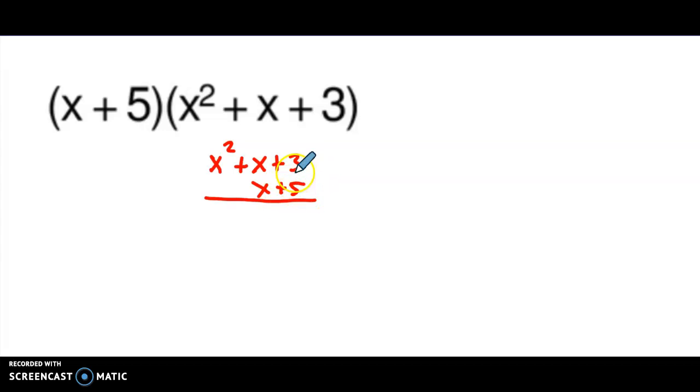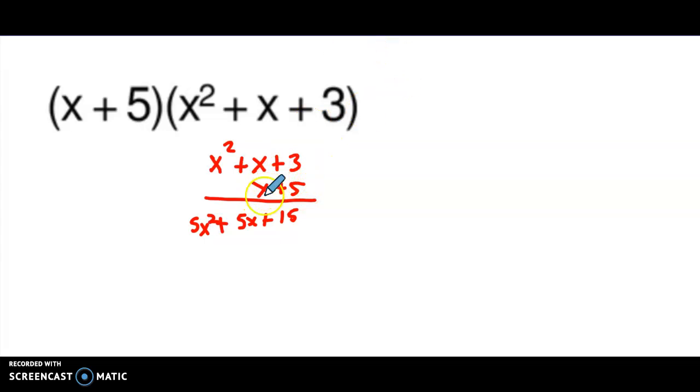I'm going to start with a 5. 5 times 3 is 15. So I'm taking the 5 with everything on the top. 5 times x is 5x. And 5 times x squared is 5x squared. So I finished with the 5, and then I'm going to go to the x and do the same thing.